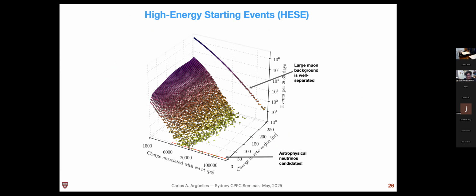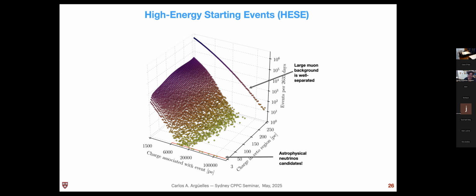I like to show this figure because it's how astrophysical neutrinos were first discovered. This is the distribution of the high energy events that interact within the detector instrumented volume. And so what you see here is a three-dimensional histogram. The left axis shows you the charge in photoelectrons that the events deposited within the detector volume. The right axis shows you the amount of charge in the outer layers of the detector. And the vertical axis is just rate.